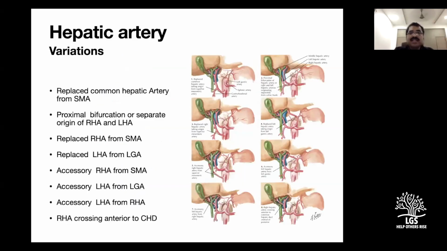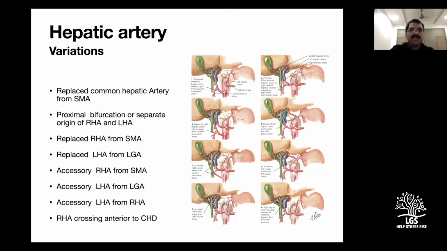So next comes the hepatic artery anatomy. There are more than 10 hepatic artery variations described. Michels has described a classification of hepatic artery anatomy. It can be a replaced common hepatic; a proximal bifurcation or separate right and left hepatic from the celiac; a replaced right hepatic from the SMA, which is a common anomaly; a replaced left hepatic from the left gastric; and an accessory right hepatic from the SMA. These are all common entities which we come across during hepatobiliary surgery and even during pancreaticoduodenectomy.